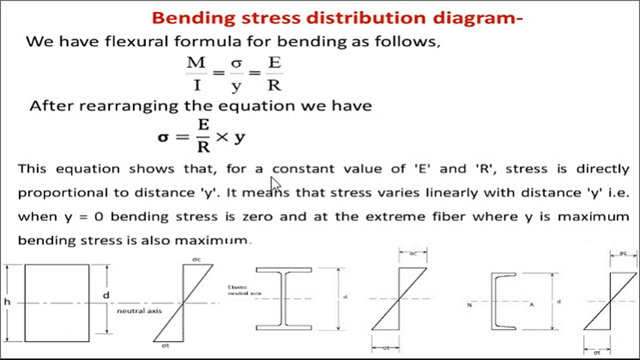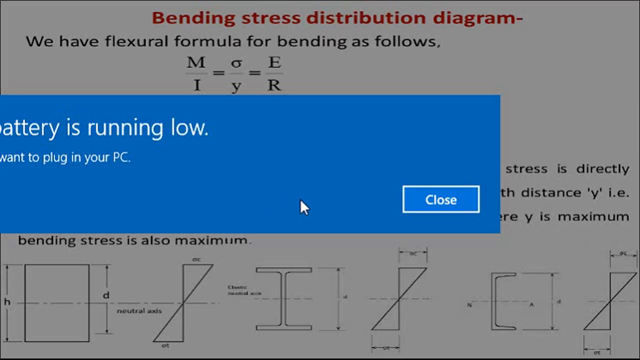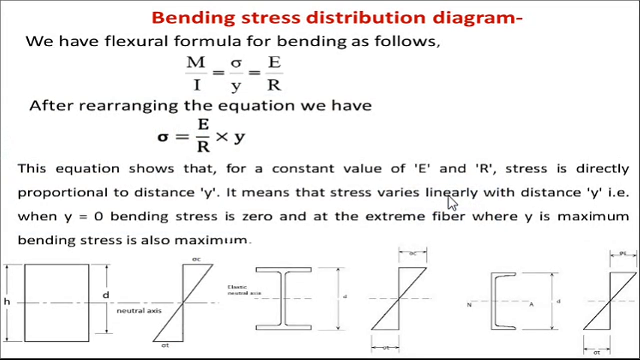This equation shows that for a constant value of E and R, stress is directly proportional to the distance y. So the relation between the distance y from the neutral axis and the stress is that stress is directly proportional to y, where y is the distance from the neutral axis up to the top or bottom fiber. Here we have seen from the flexural formula that stress is directly proportional to the distance of the fiber from the neutral axis. It means that stress varies linearly with distance. Whenever the distance increases, the stress also increases.